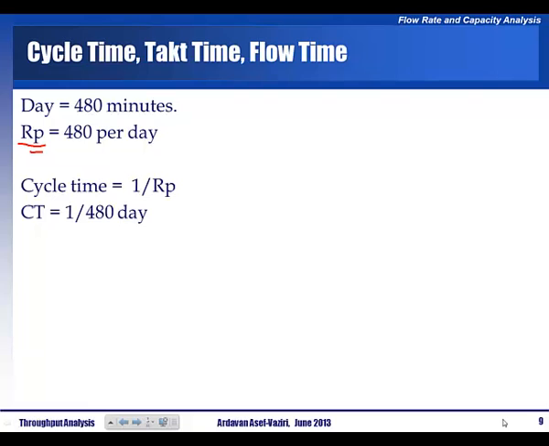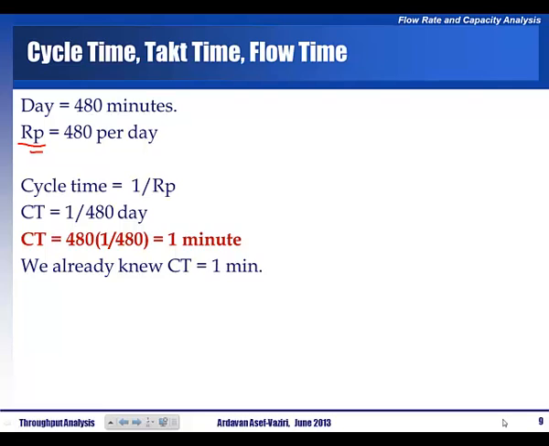The time interval between exit of two consecutive products from our production system is 1 over 480 day. And that is the same 1 minute which we had. We already knew that cycle time is 1 minute. Throughput is 400 per day in this problem. R equal to 400 per day.